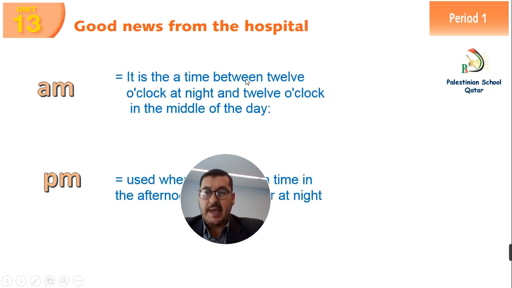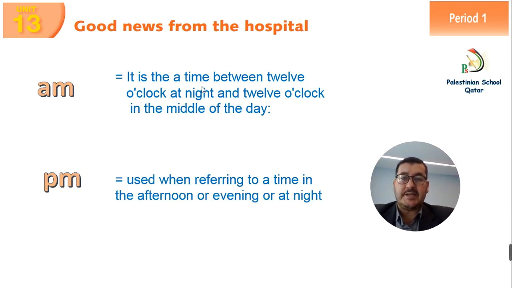Second one is AM. AM is the time between 12 o'clock at night and 12 o'clock in the middle of the day. I'd like to see my friends in the morning, 7 a.m. PM is used when referring to a time in the afternoon or evening or at night. For example, I'd like to see the news at 7 p.m.